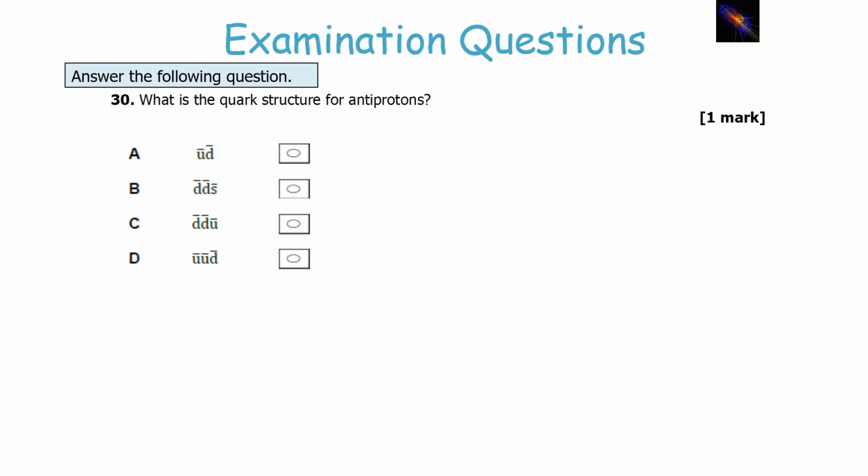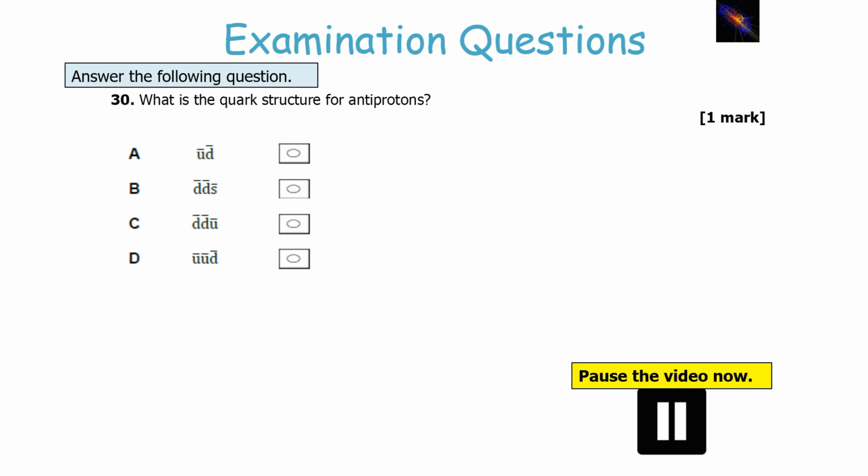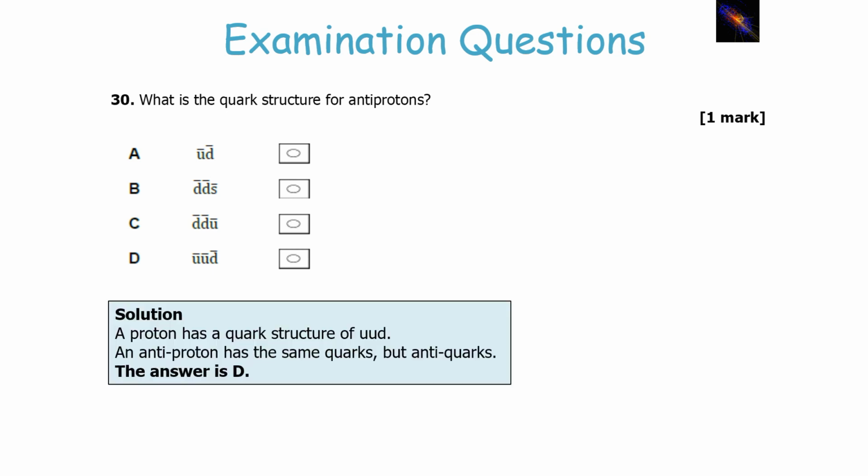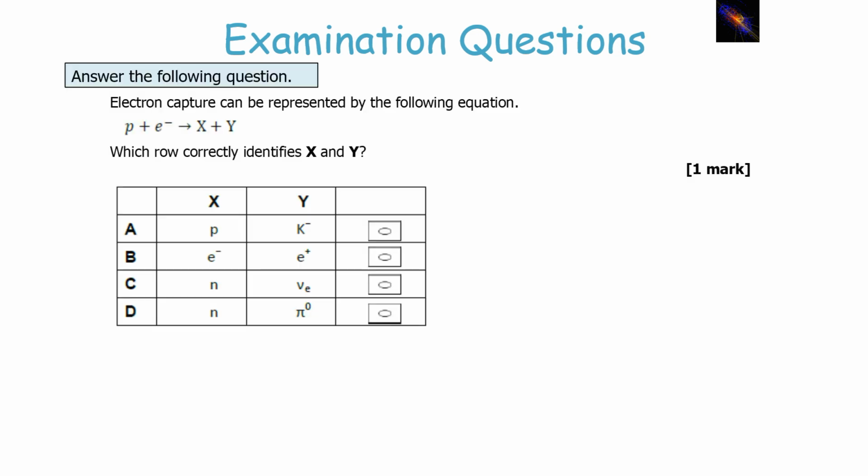Next one, what's the quark structure for antiprotons? So pause the video now, then unpause the video when you want to go through the answer. Right, now a proton has a quark structure of up, up, down, UUD. That's a fact you've got to remember. So an antiproton has the same quark types, but they're the anti-versions as the proton. So it's anti-up, anti-up, anti-down. Our answer is D. Next question.